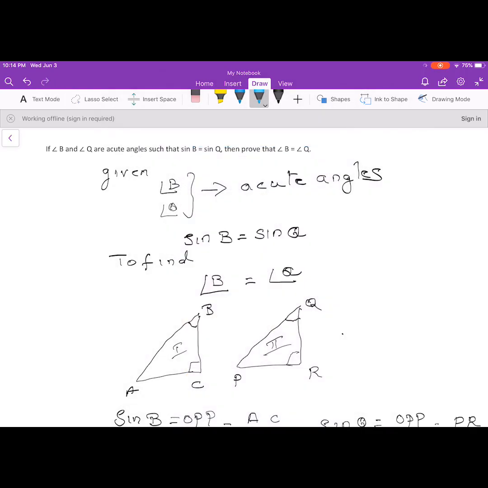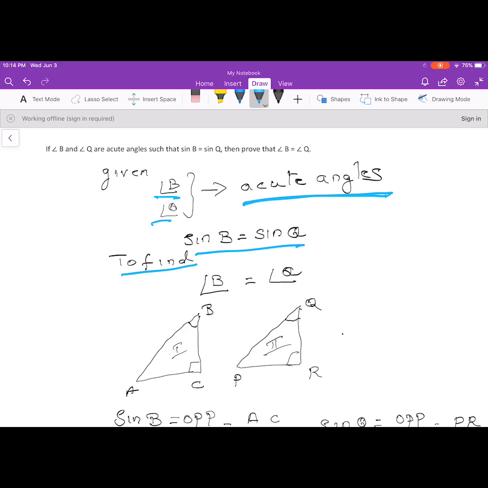Our question is, angle B and Q are two acute angles such that sine B equal to sine Q, then prove that angle B equal to angle Q. What is given for us? The given is that angles B and Q are the two acute angles, and sine B equal to sine Q. What we have to prove is angle B equal to angle Q.